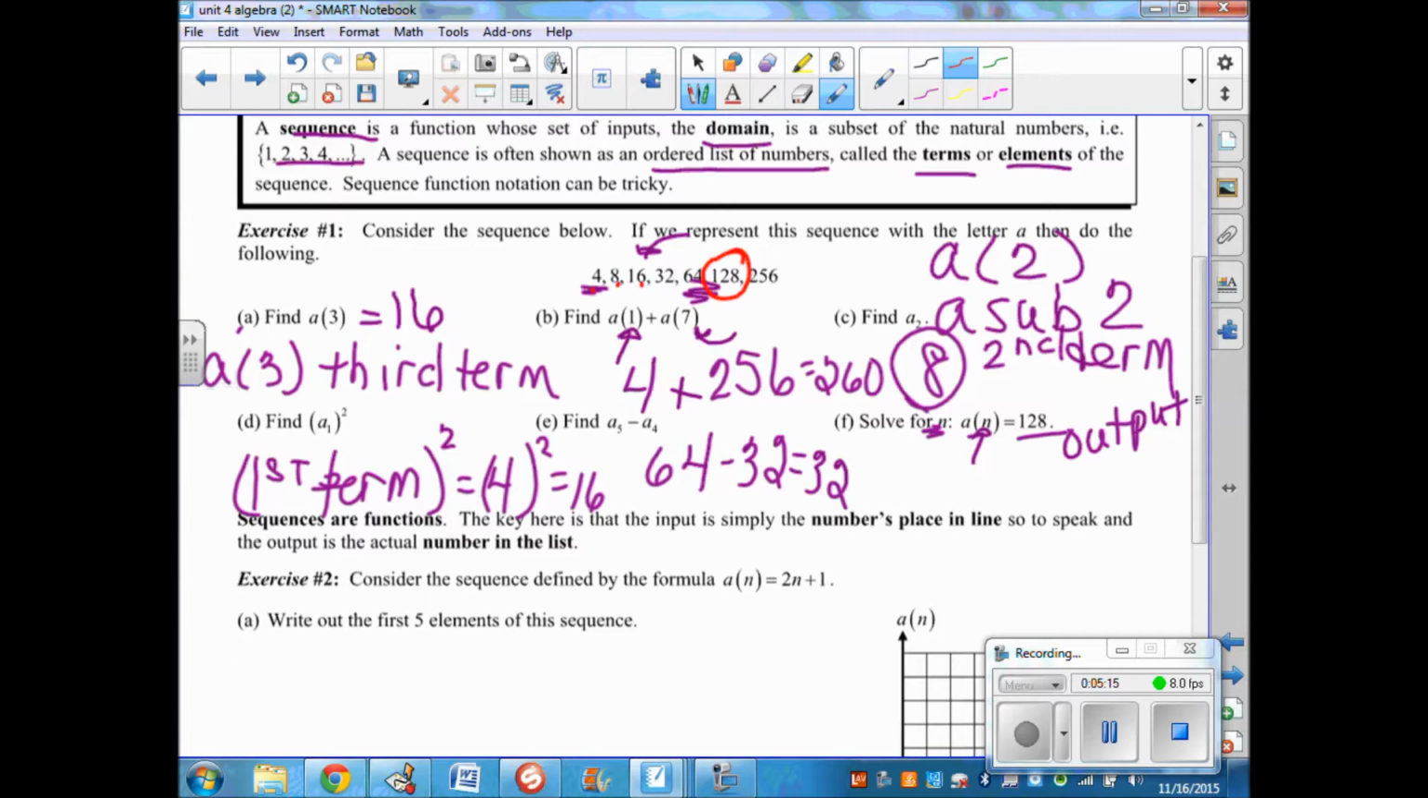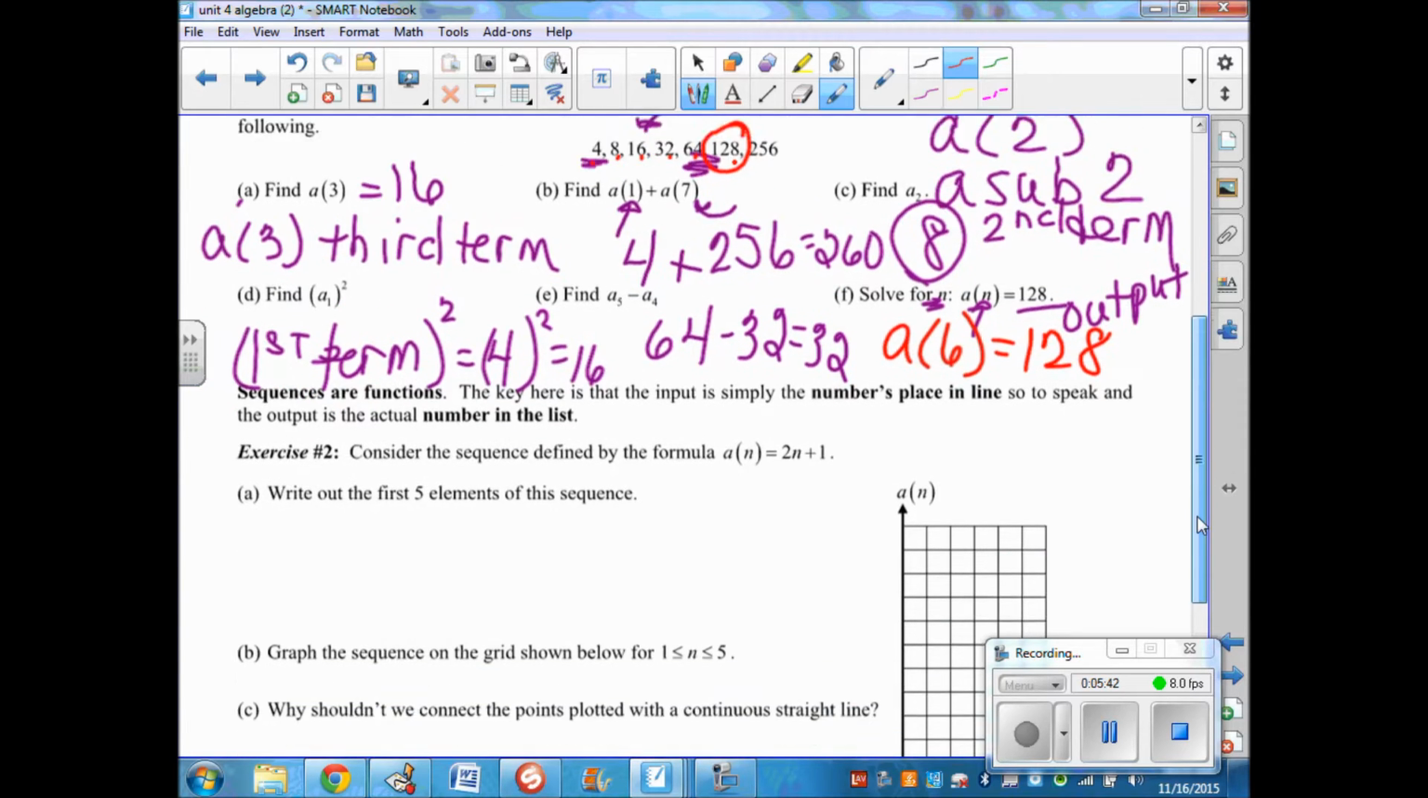1, 2, 3, 4, 5. It is the 6th term. Oops, did I lie? 1, 2, 3, 4, 5, 6. It is our 6th term. The 6th term. So a sub 6 is 128. So our n is 6.